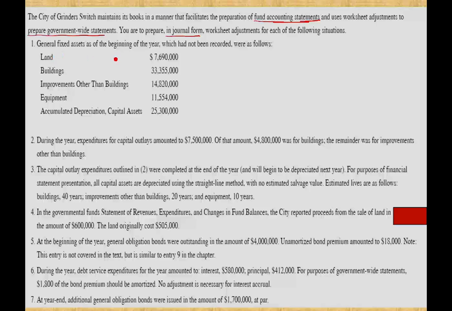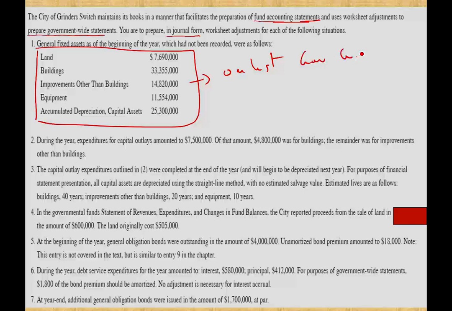So, general fixed assets at the beginning of the year, which have not yet been recorded, were as follows. So remember, those assets don't appear every year, because last year they appeared. So land, buildings, improvements other than buildings, equipment, accumulated depreciation, those appeared on last year's government-wide financial statement. That's because we did the journal entry and then they appeared on the statement, but they were only recorded in the worksheet. Therefore, what do we have to do this year? We have to put them back in the government-wide financial statement. So we have to start with the beginning balances. So those are our beginning balances in capital assets. So the first thing we have to do is put them back on the books, and we'll see how. This is basically what I told you, step one, and hopefully it will make sense once you do it.